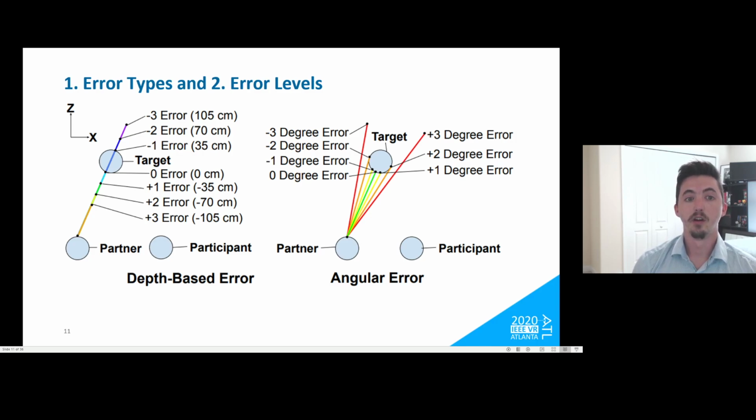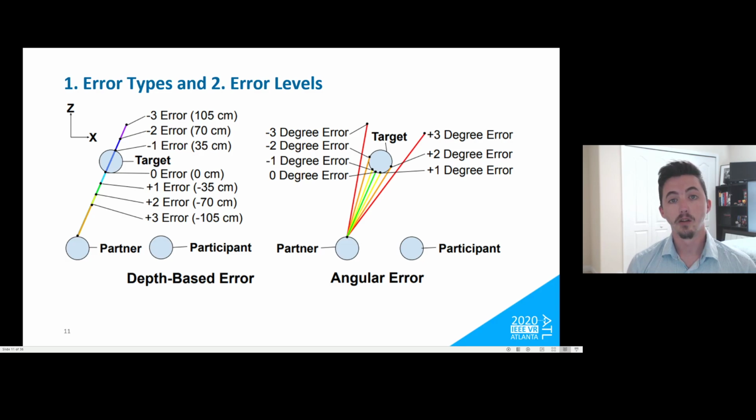For negative amounts of depth offsets, the opposite occurs, and the gaze visualization will pass further through the target than it is supposed to. So for instance, at -1 error depth, or 35 centimeters, that visualization will pass partially through the virtual human and may be partially occluded by their model. At further errors, like -2 and -3, that gaze visualization will terminate significantly further back behind the target.